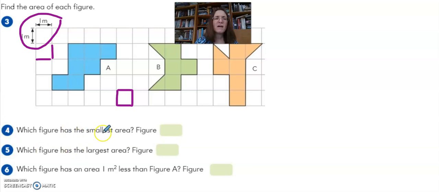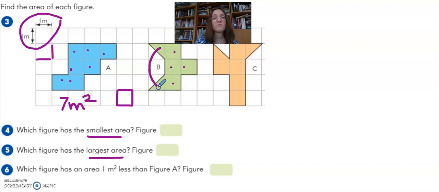And when we look at the questions here, they're asking about smallest and largest. So I think I'm going to go ahead and just figure out how much area they have, how many square units. 1, 2, 3, 4, 5, 6, 7. Okay, so A is 7 meters squared. How about B? 1, 2, 3, 4 squares plus 2 half squares, 1 half plus 1 half is 1, and 4 plus 1 is 5 meters squared. And what about our orange figure C over here? 1, 2, 3, 4, 5, and these 2 will make another one, 6 meters squared.